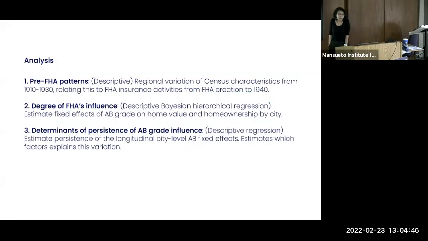So in terms of the analysis, number one is essentially a descriptive analysis. I'm looking at 1910 to 1930 census data, and I'm also looking at FHA insurance activities by state. Number two estimates the fixed effects of an A/B grade on home value and home ownership by city. And here I'm going to be using a Bayesian hierarchical model so that we have these city-level coefficients that are drawn from the same underlying distribution. And number three regresses the persistence of A/B grade fixed effects on some explanatory variables.